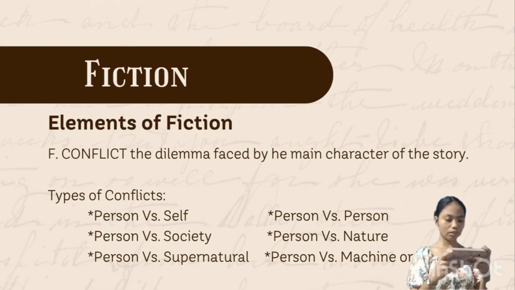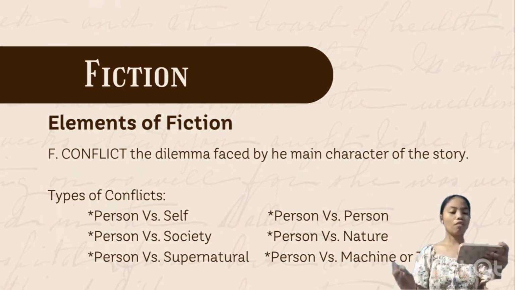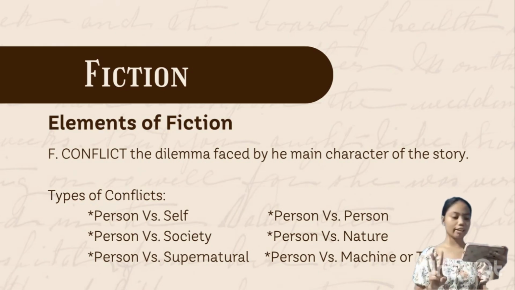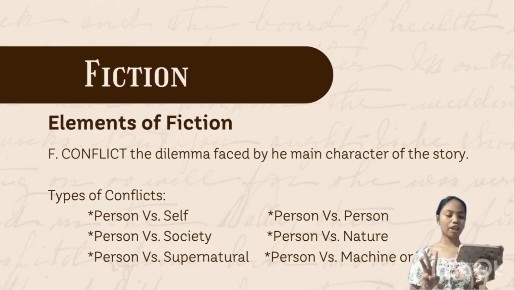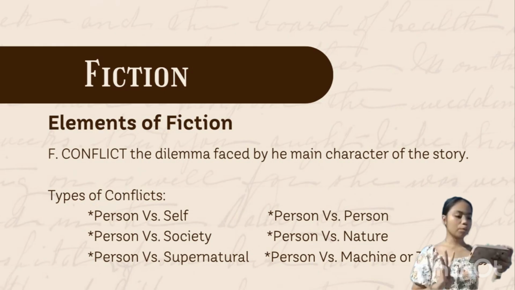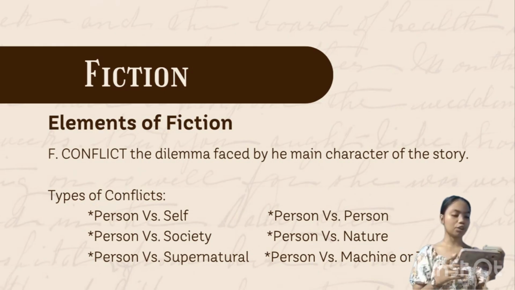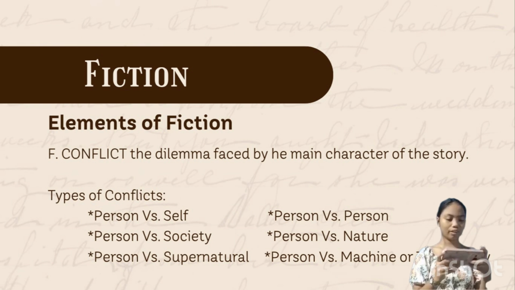So, F. Conflict, the dilemma faced by the main character of the story. Types of conflict. Person versus self. Person versus society. Person versus supernatural. Person versus person. Person versus nature. And person versus machine or technology. That's all.